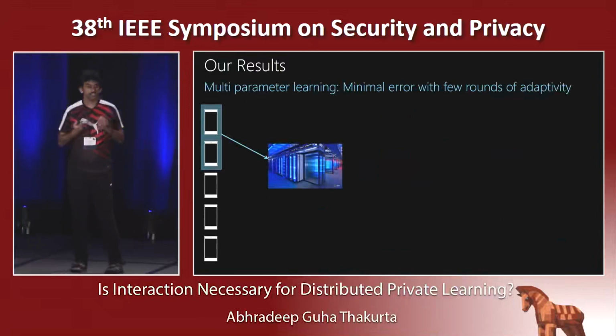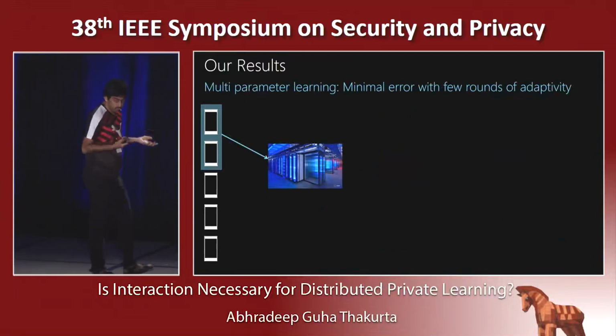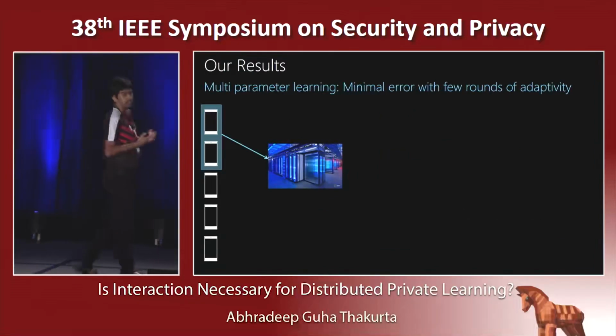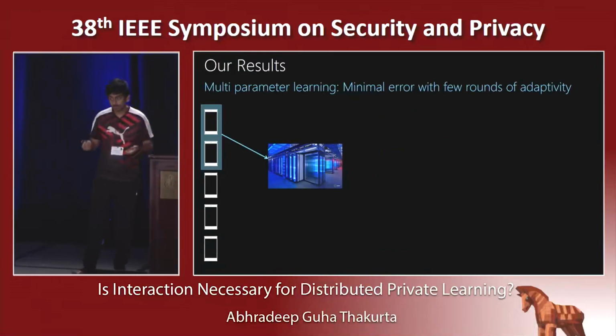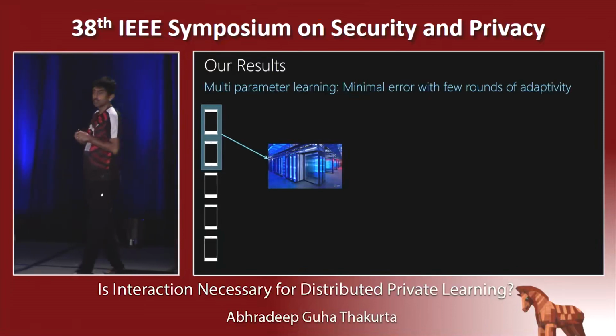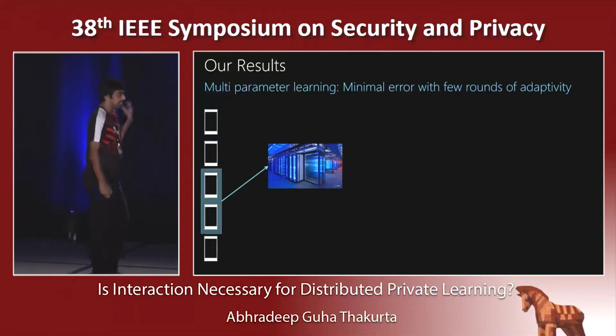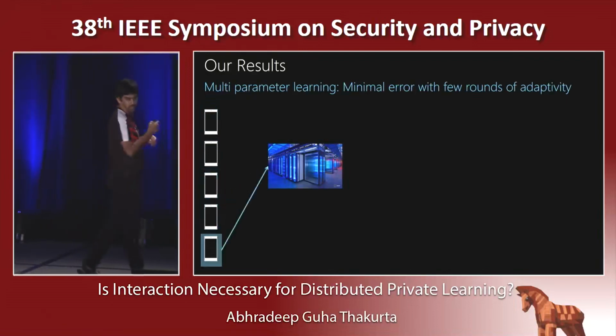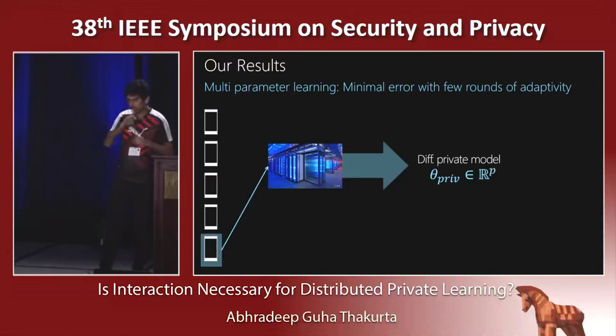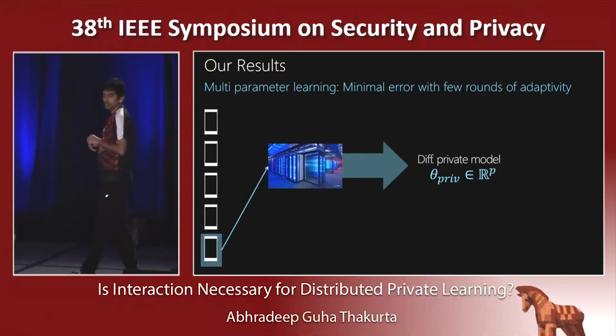The second result is multi-parameter learning, where you do have adaptive interaction. As I told you, it is not possible to design algorithms for the general problem of multi-parameter learning without adaptive interaction. So you need adaptivity. Our algorithms work in the following sense: you take a bunch of devices, ask a question, then take another bunch of devices, ask a question, and move forward. Finally, you produce the differentially private model.